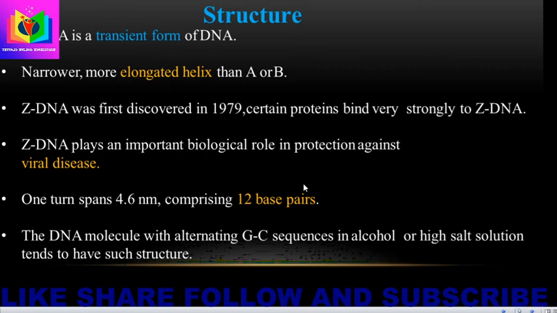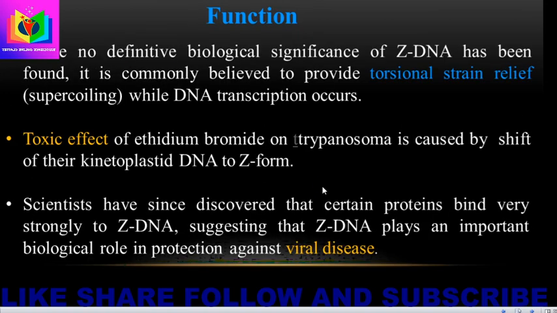One turn spans 4.6 nanometer, comprising 12 base pairs. Let's see the function. While no definite biological significance of zDNA has been found, it is commonly believed to provide torsional strain relief while DNA transcription occurs. The toxic effect of ethidium bromide on trypanosoma is caused by a shift in their kinetoplast DNA to the Z form.